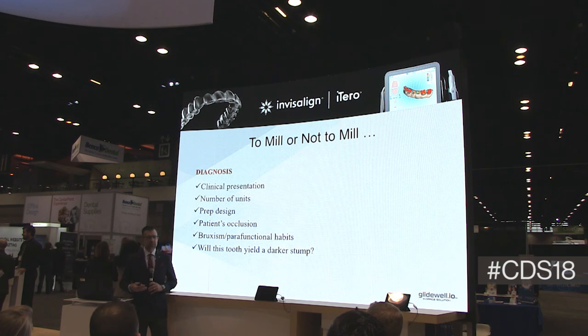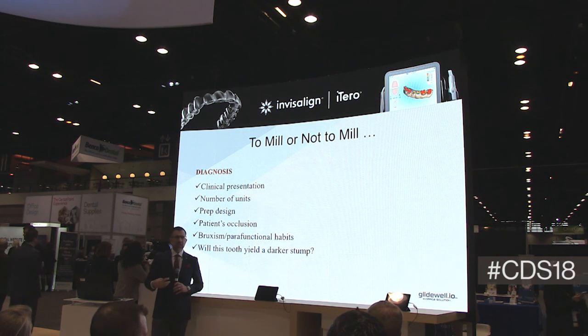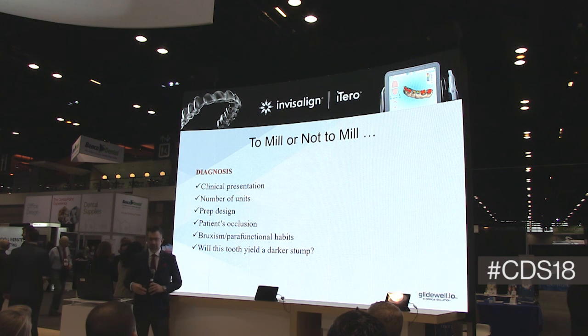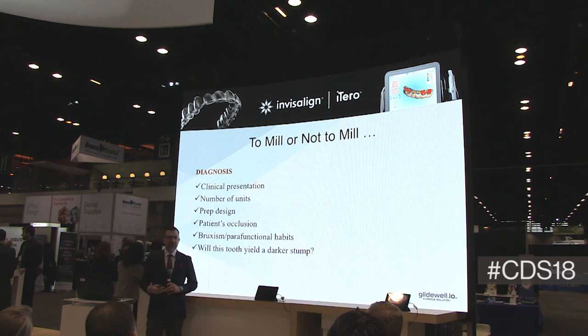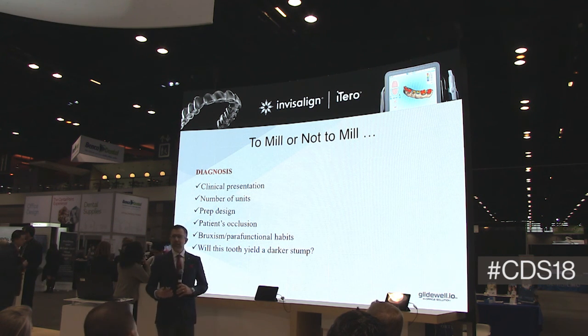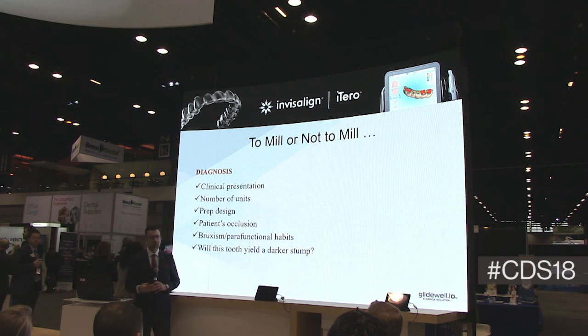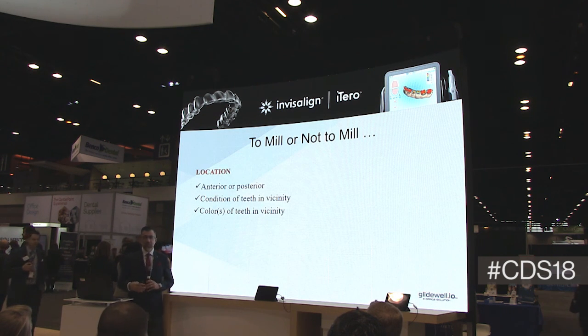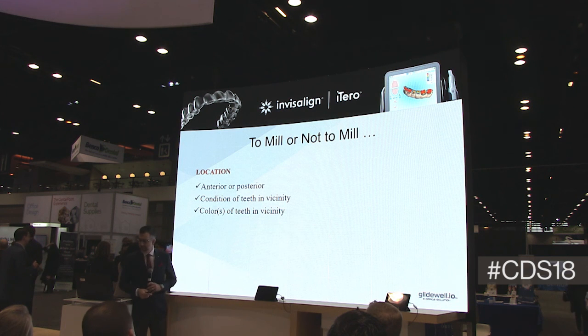When you're looking at that, you also need to think of your prep design. You need to look at the patient's occlusion. What's going to be best for the patient's occlusion in this situation? Their occlusion will also tell you a little bit about their bruxism or parafunctional habits, as well as what the tooth is going to look like after it's prepped, because that plays a big factor into one of the following decision-making factors, which is going to be materials, and we'll talk about that in a minute.